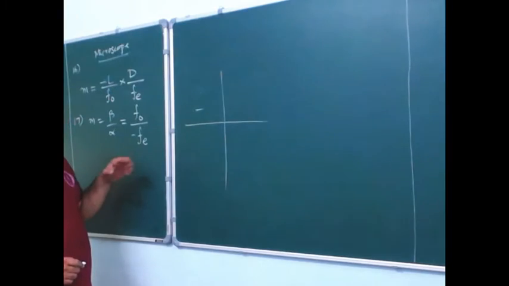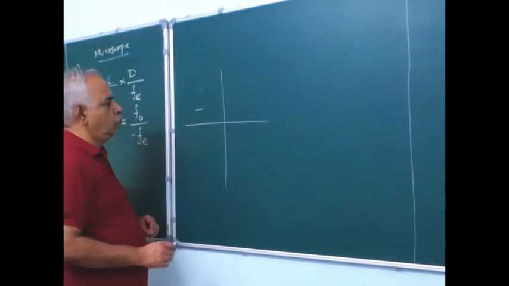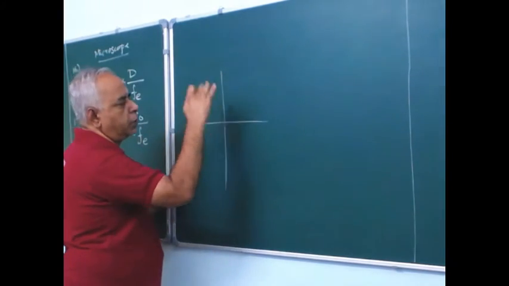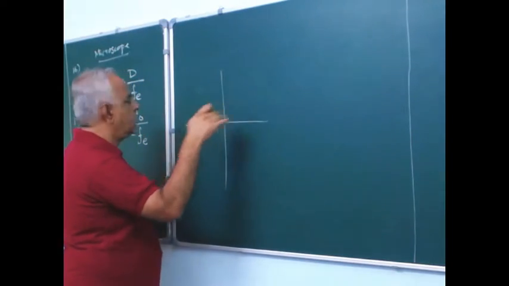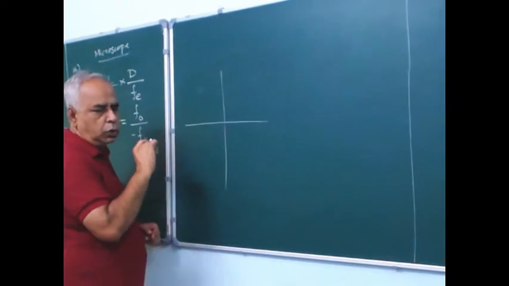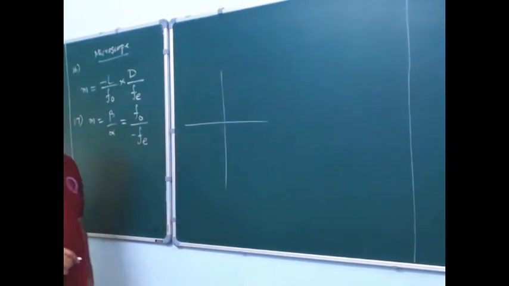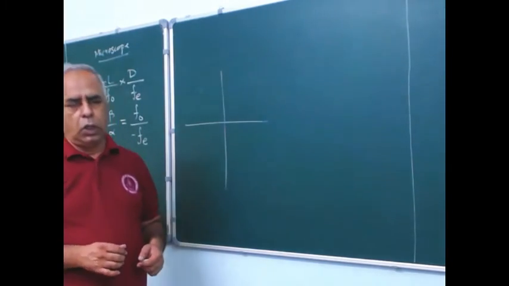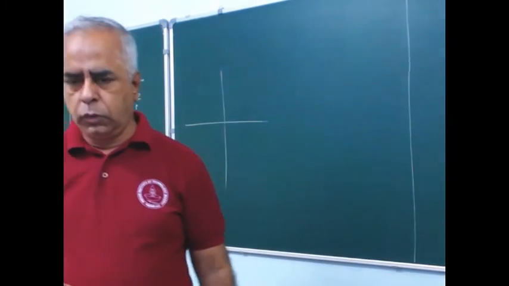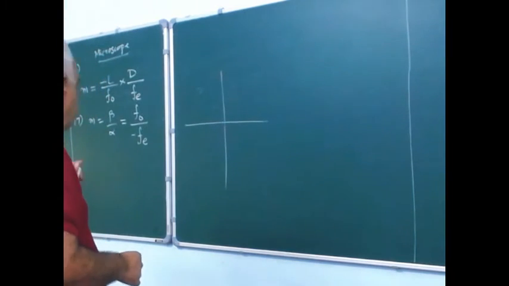Right. And similarly, in the case of O, the focal point is on the other side, and that is why it is plus. So you should always apply the Cartesian convention. Are you able to understand? Right. Next, we will talk about the astronomical telescope. So try to complete this.